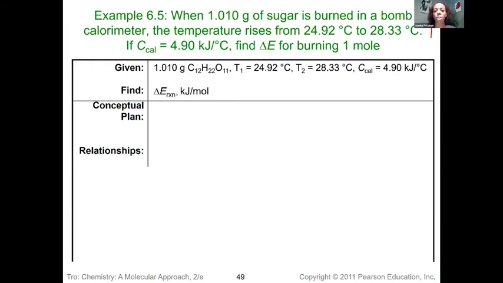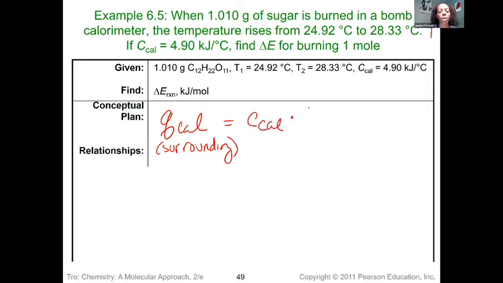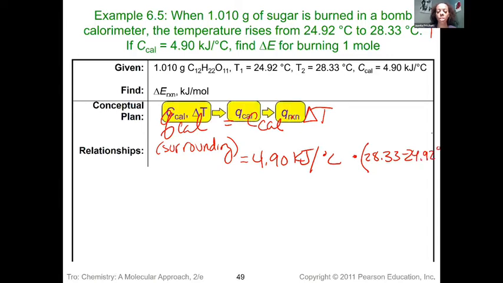With these problems, again, we're going to figure out information about the calorimeter itself. We have enough information to figure out how much heat is either being absorbed or lost by the calorimeter. The calorimeter represents our surroundings. So we could say that the calorimeter's heat is equal to the C-cal, the heat capacity of the calorimeter, times delta T. C-cal in this case is 4.90 kilojoules per degree Celsius. And delta T, we would take our final, which is 28.33, minus the initial 24.92 degrees Celsius.